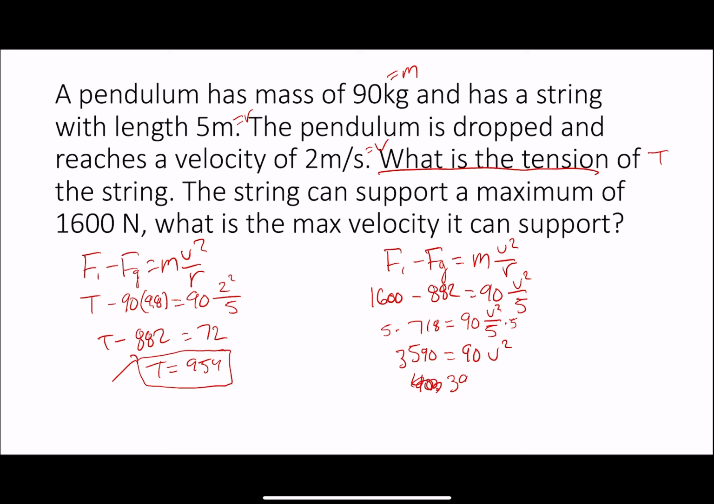So I get 40. I'll go ahead and show it. 39.9 is technically what it is. And then we take the square root of that answer, and we get that V is equal to 6.31. And so that is the fastest we can go without breaking the string. So that is our max velocity. If we go any faster than that, then this becomes too big, and we can't handle that net force.